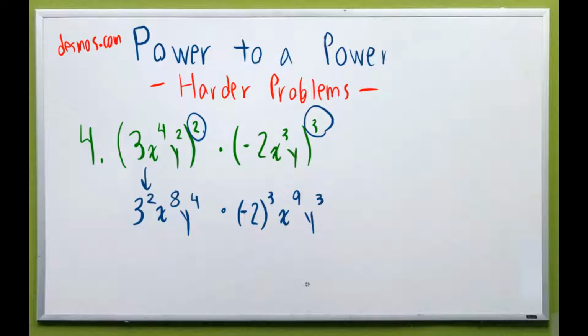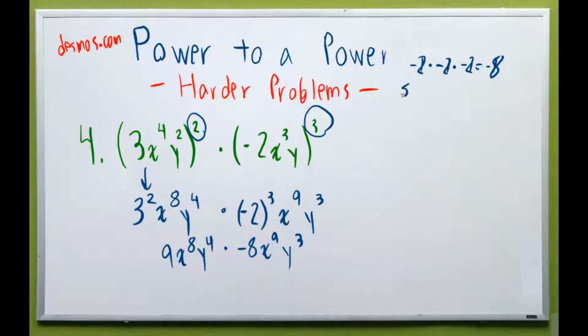Okay, so we know that negative 1 times negative 1 times negative 1 is what? It's negative 1, right? And if you don't have that, just use your calculator. But it's the same thing for negative 2. Negative 2 times negative 2 times negative 2. Well, that's just negative 8. So we can just put negative 8 over here, x to the 9th power, y to the 3rd power, and that is times 3 squared is 9, x to the 8th power, y to the 4th power.